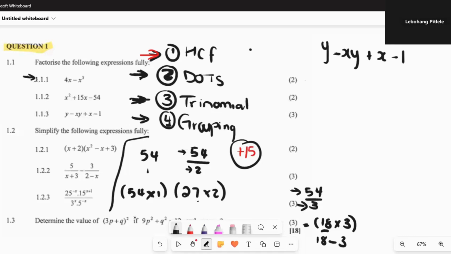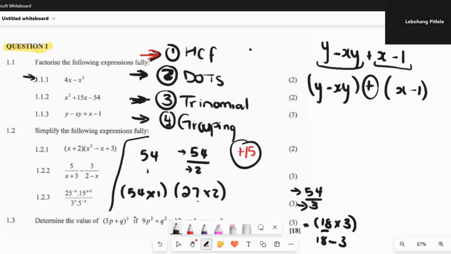So in this case, we're going to open. Remember, whenever we group, we are using a positive, right? So we're going to group this. We put them in here. It's going to be y minus xy. We group with a plus, and then we group those two as well, which is going to be x minus 1. Then we move on to the next step.